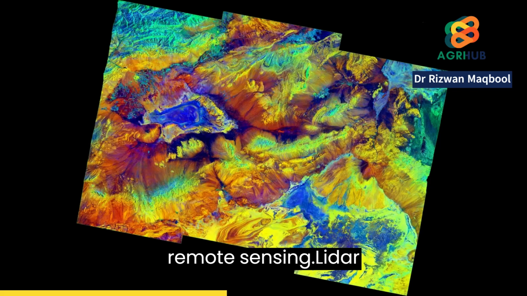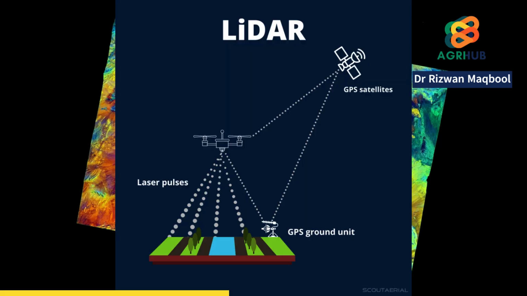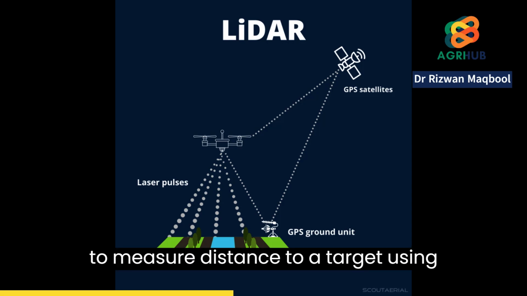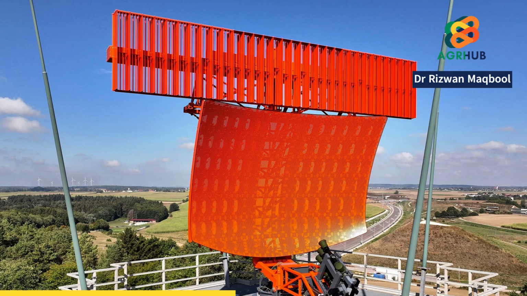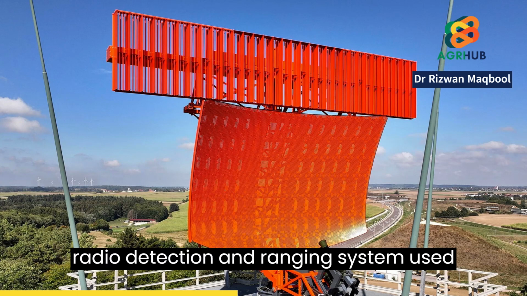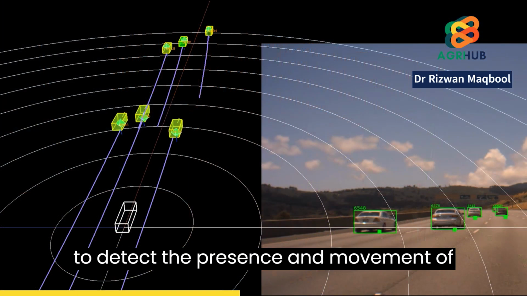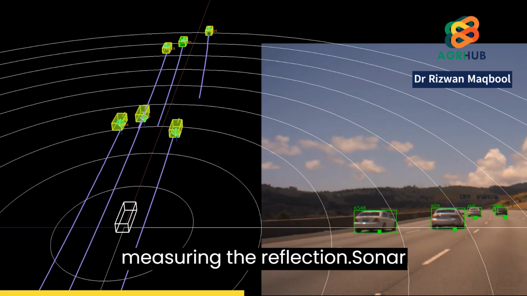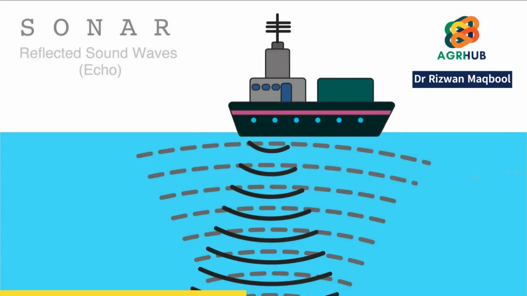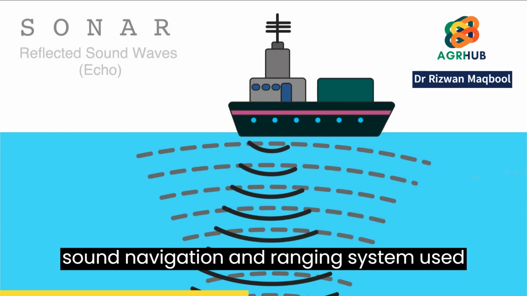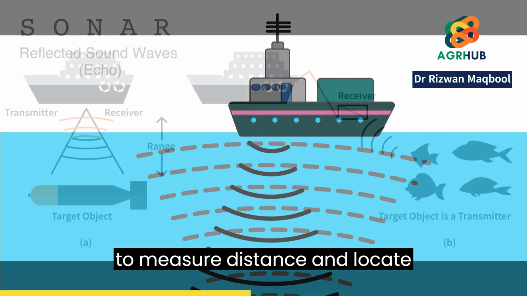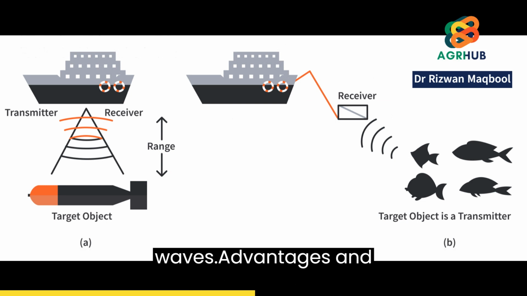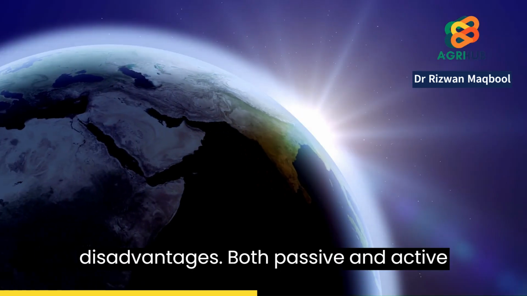LiDAR, light detection and ranging: a system used to measure distance to a target using laser light. Radar, radio detection and ranging: a system used to detect the presence and movement of objects by transmitting radio pulses and measuring the reflection. Sonar, sound navigation and ranging: a system used to measure distance and locate underwater objects using echoes of sound waves. Advantages and disadvantages.